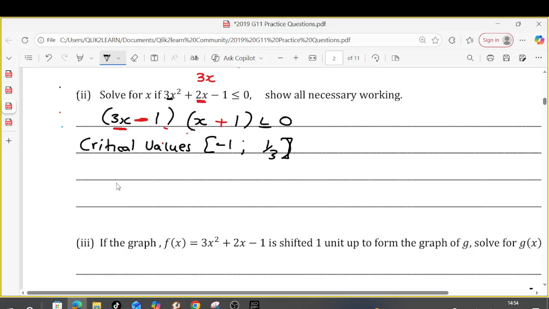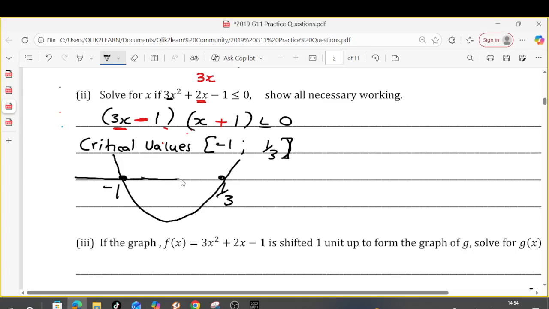So now you're going to start with minus 1 on a number line, and 1 over 3. Then you say the value of a here is positive. If the value of a is positive, this will be concave up. So I'm going to draw my graph like this. This will be concave up.